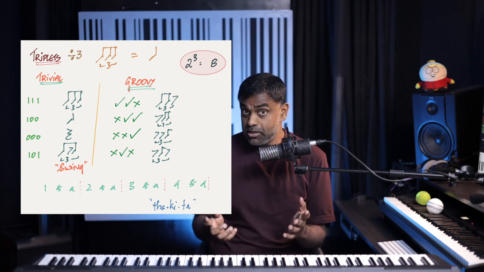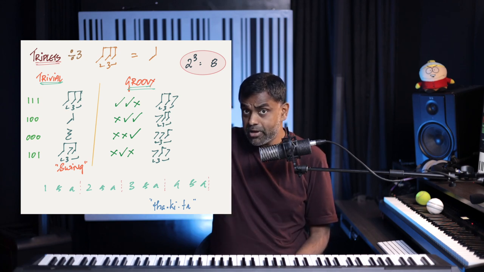So moving on to the world of triplets, let's see what triplets have to offer. With triplets, what I like to do is to divide them into two categories, the trivial category and what I call the groovy category, or the category which makes it sound very Indian and very folk-like or very dancey in nature. Not that the trivial won't make you dance, it's quite groovy, but the groovy one will really make you dance. So the trivials are going to be, first of all, triplets.